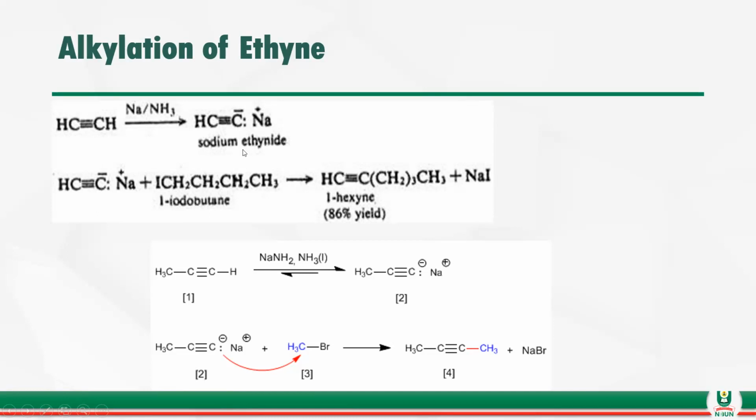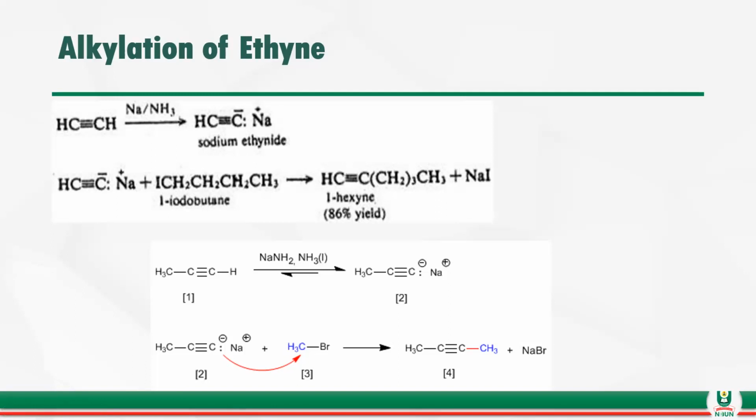And therefore, this can now react with an alkyl halide, okay? The alkyl halide in question here is 1-iodobutane. So the sodium ethanide can react with 1-iodobutane, where this CH2 will now attach to this particular carbon. And then the sodium will react with iodine to form sodium iodide. And that will give us this kind of product, which is 1-hexyne or hex-1-yne. Okay?